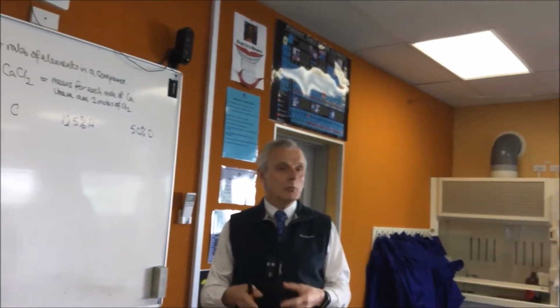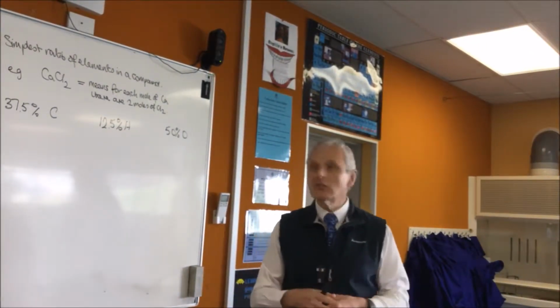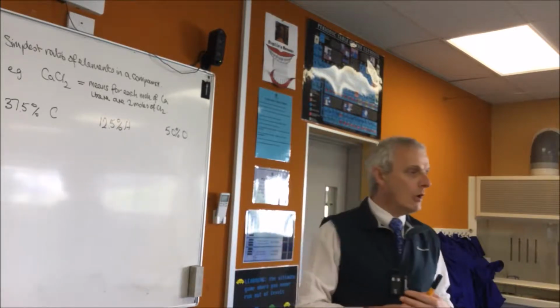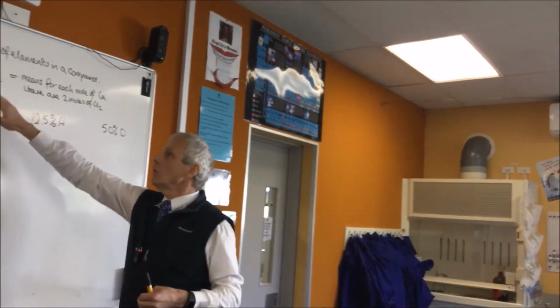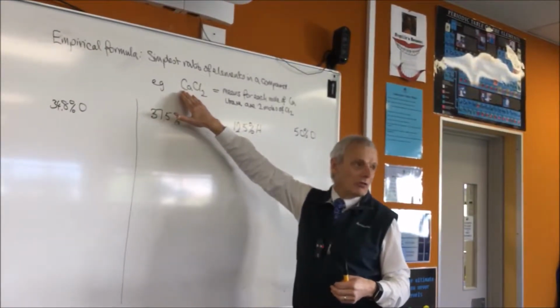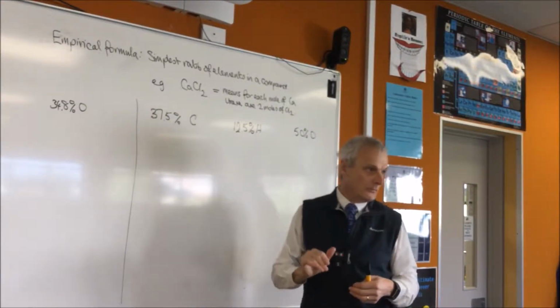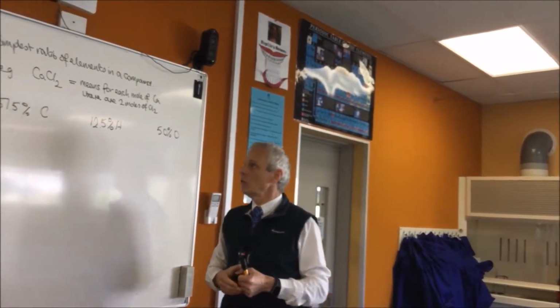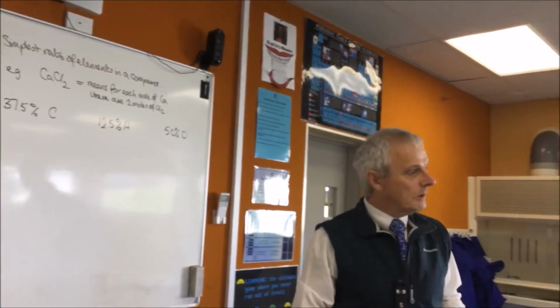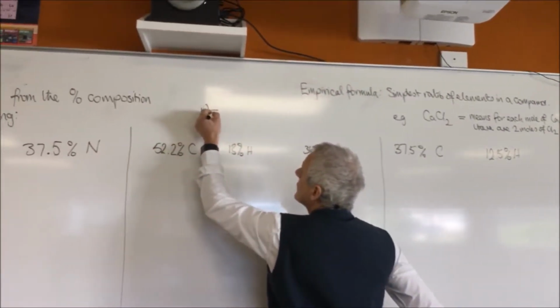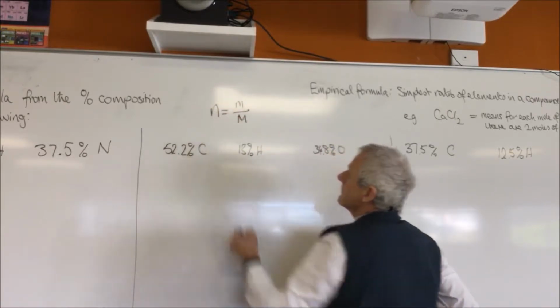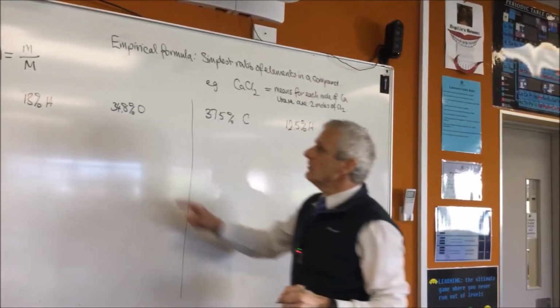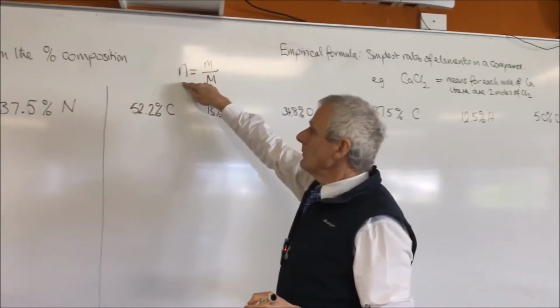But we want to do this in a more meaningful way, and so we can scale it up. So instead of 1 of each, we talk about 1 mole of each. So this means then for every mole of calcium, we have 2 moles of chlorine. Okay? So how do we go from a percentage composition to the empirical formula? It's relatively straightforward. What we have is n equals little m over big M. Okay? And that's a way of converting between masses, the little m, and amounts.